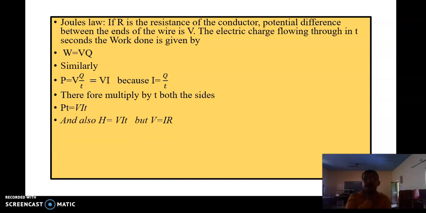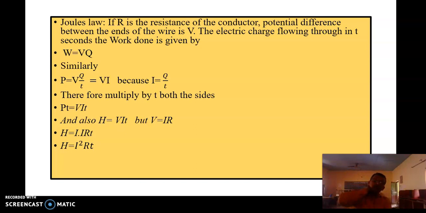Now H is also given as VIT. Now substitute V equal to IR. Then we get H equal to I into R into T, so H equal to I squared RT. This is called Joule's law. What does it mean? H is the heat liberated. The heat liberated in any conductor depends on the current passing through it, the resistance, and the time. So H equal to I squared RT.